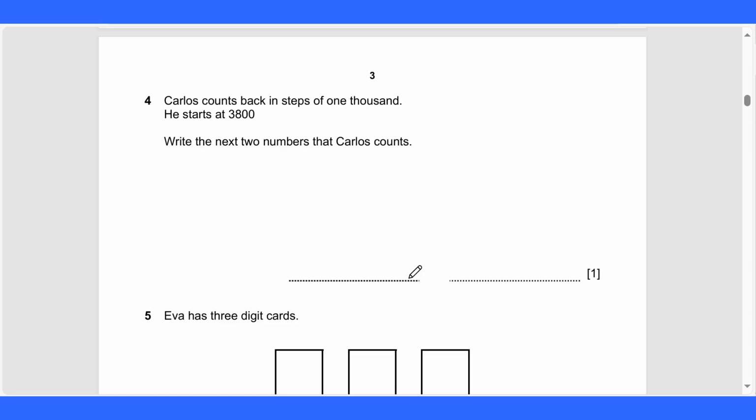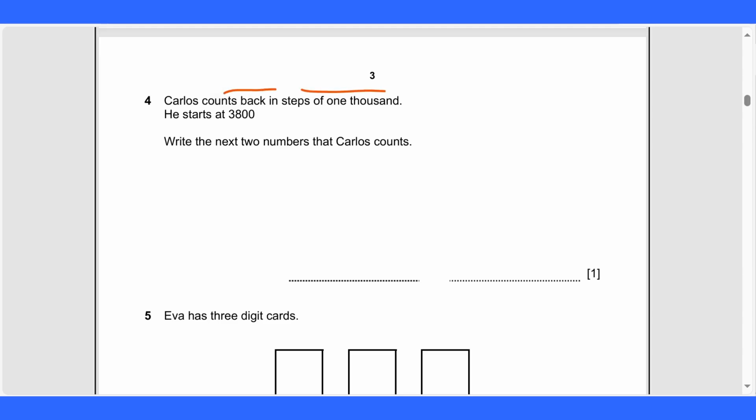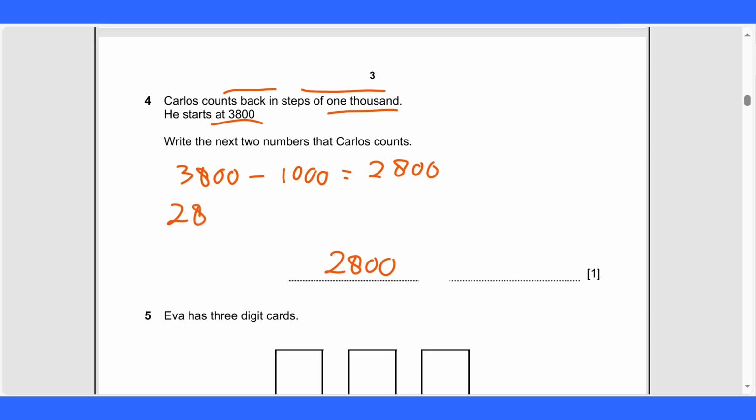Okay guys, let's check out the answer. So counts back means counts down. So 1000, so 3800 minus 1000 is 2800, and so we got the answer. Then 2800 minus 1000 is equal to 1800. You got it correct? You secure 1 mark. Let's move on.